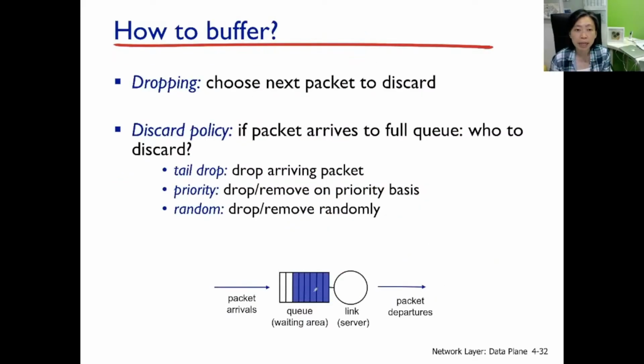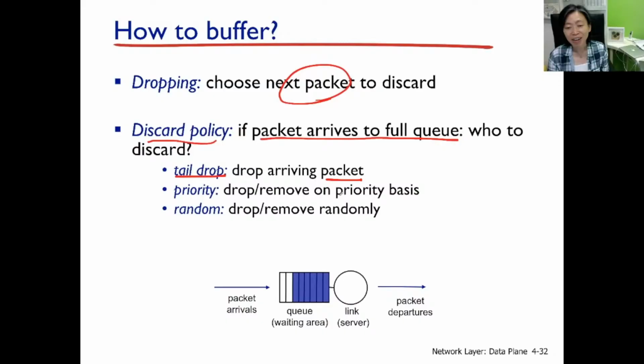The second component in the buffer management is the dropping policy, or the discard policy. This is needed when a packet arrives to a full queue. Either the arriving packet needs to be dropped or one of the packets in the queue needs to be dropped. Generally, we pick the next packet to discard. The most common policy is tail drop. This is essentially just dropping the packet that came in last, because usually those who arrive early are given priority.